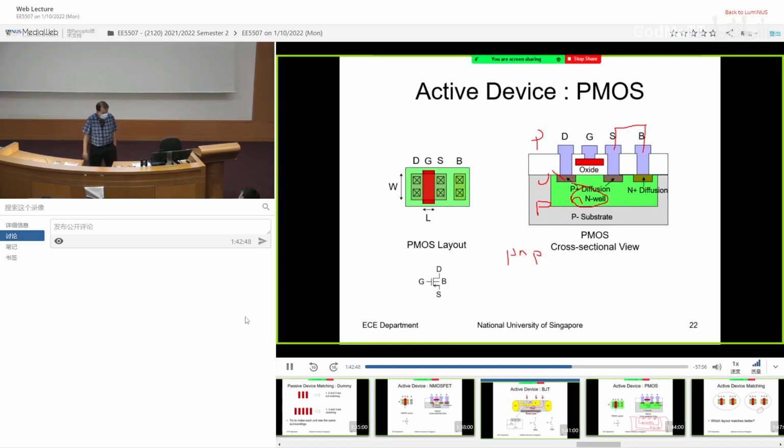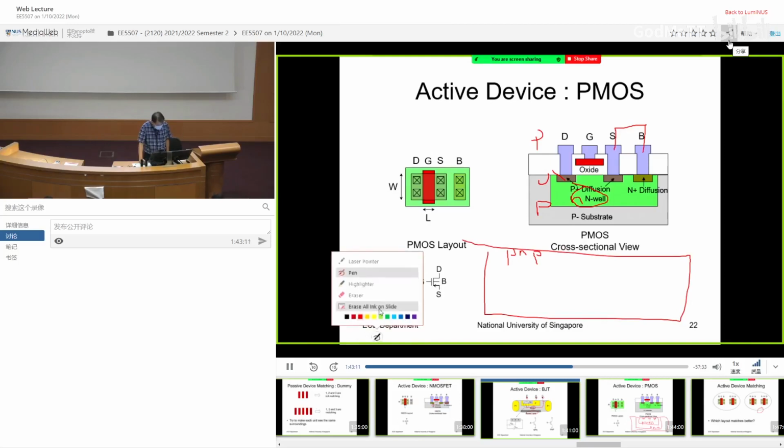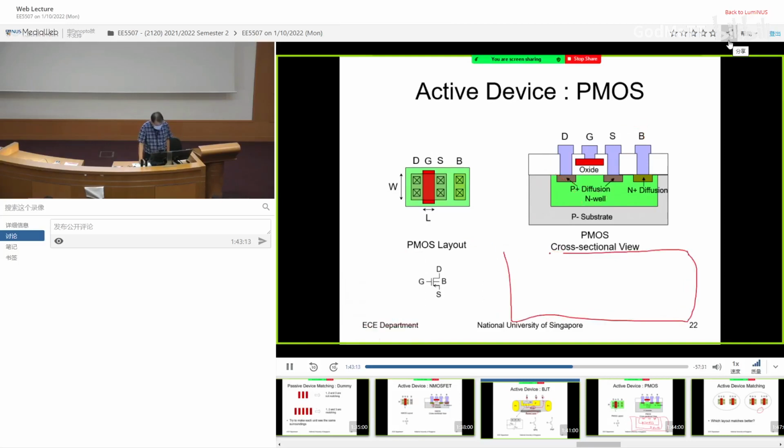Now, there is another process called the twin well process. You create PMOS using N-well. But I really don't want to swim in the common swimming pool. I want the NMOS to swim in their own bathtub. Can we do that? Yes, you can. So what can you do? You have the P substrate.